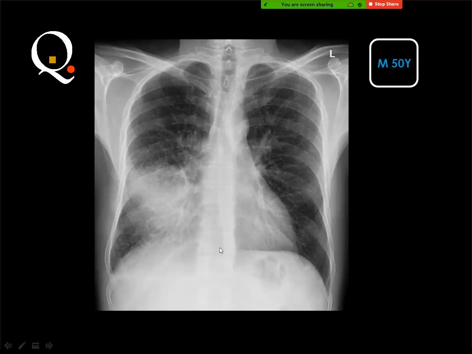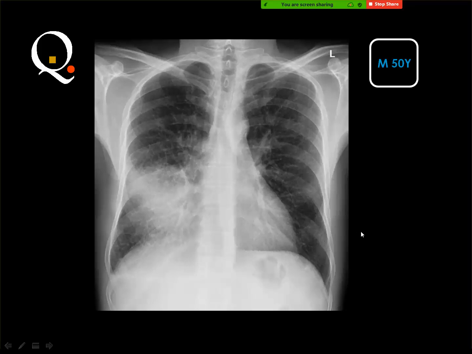Then this patient is 50 years old with this opacity in the lung. What do you think? Pneumonia. Lobar pneumonia. In the middle lobe, you mean? Yes, and there is maybe some pleural effusion.